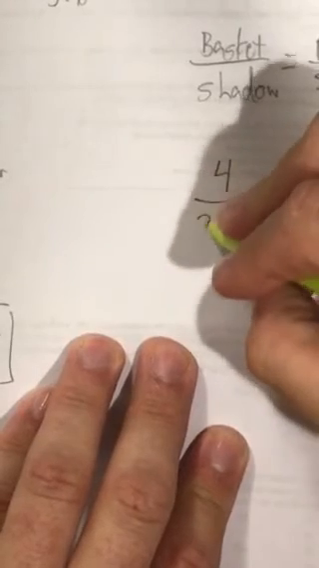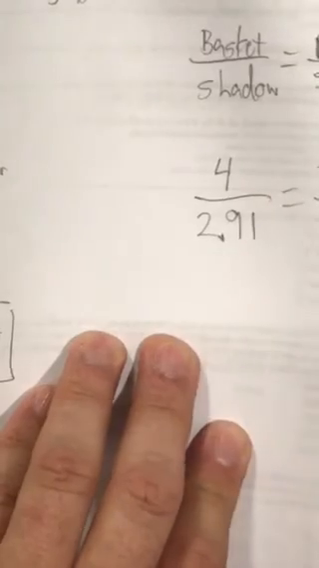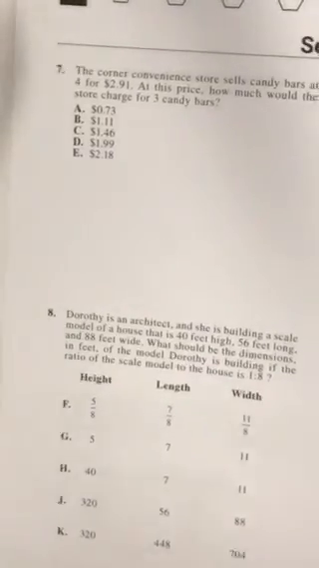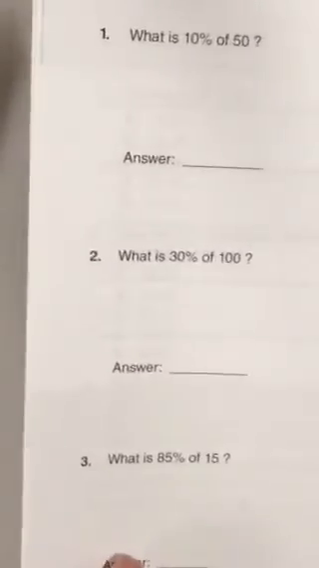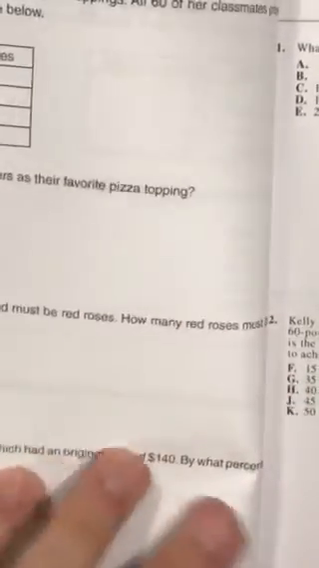I've got 4 candy bars at $2.91. How many do 3 cost me? Cross multiply and divide. So we're going to cover fractions, we're going to cover ratios, and then we're also going to cover percentages. These are questions, again, that you're going to see pretty much in the first 1 to 10. And you may see just one, you may see a whole bunch.